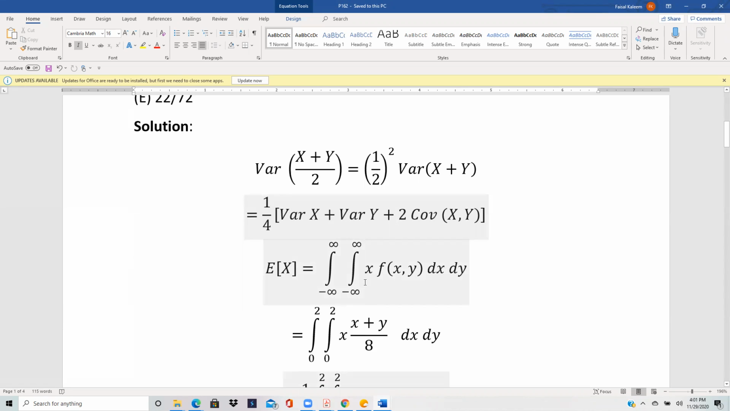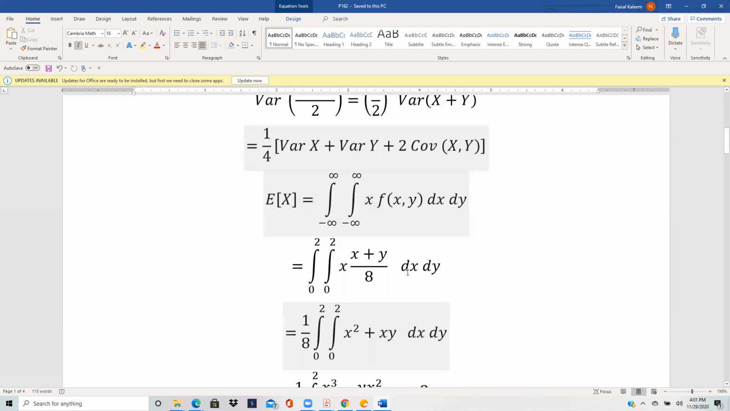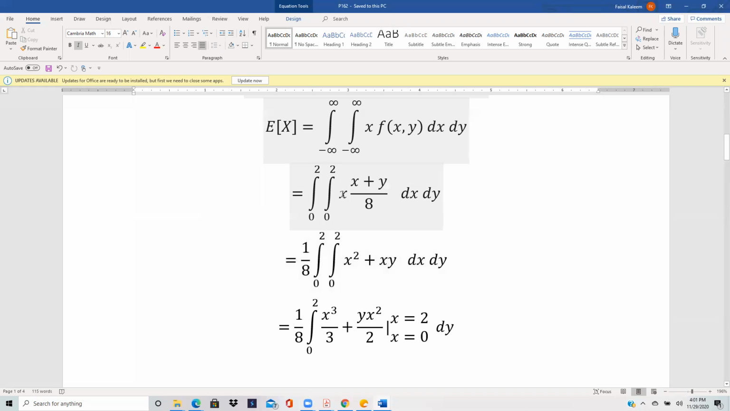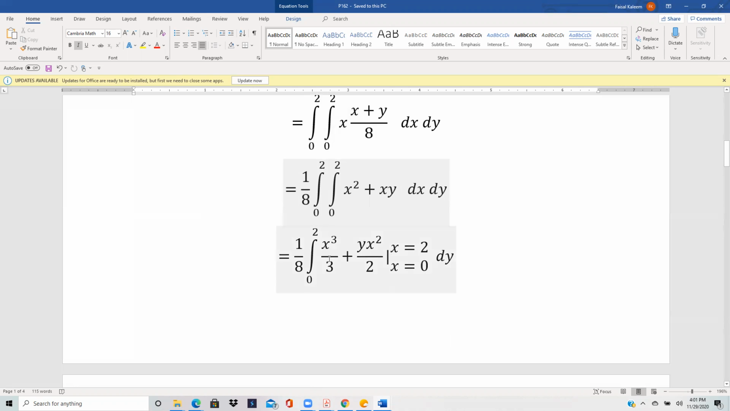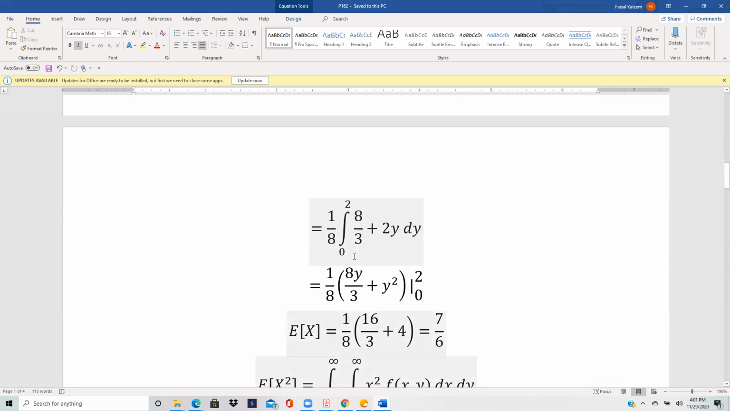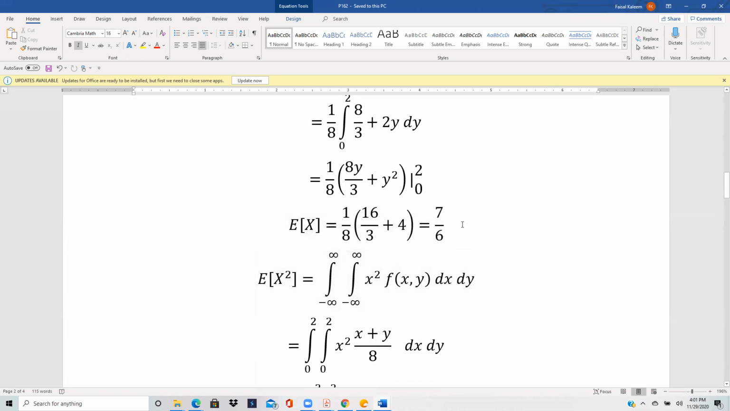So E of x, you know, is the double integral of x against the PDF. So it was 0 to 2, 0 to 2 for the PDF, and it's (x plus y) by 8. And you pull the 1/8 out, you multiply the x with the (x plus y), so x squared plus xy, and now you integrate it. y is a constant, so x cubed by 3 plus y x squared by 2. And then you put in x equals 0 and x equals 2, and you end up getting 8/3 plus 2y here. And then you integrate with respect to y. So this is 8y by 3 plus y squared, and then you put the y limits. And you end up getting E of x equals 7 by 6.